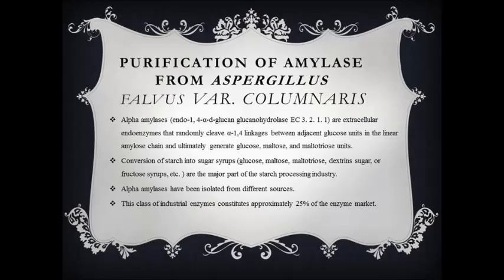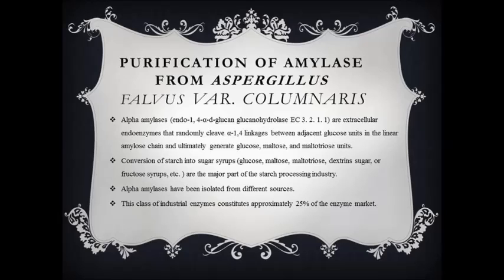industries. Alpha amylases are extracellular endoenzymes that randomly cleave alpha-1,4 linkages between adjacent glucose units in the linear amylose chain and ultimately generate glucose, maltose, and maltotriose units, the conversion of starch into sugar syrups like glucose, maltose, maltotriose. Dextrins, sugar, or fructose syrups are the major part of the starch processing industry.